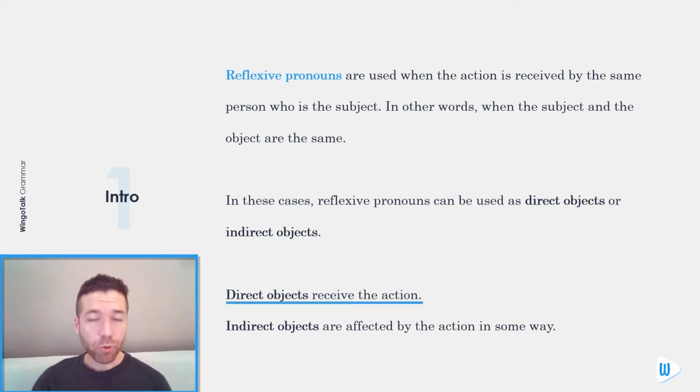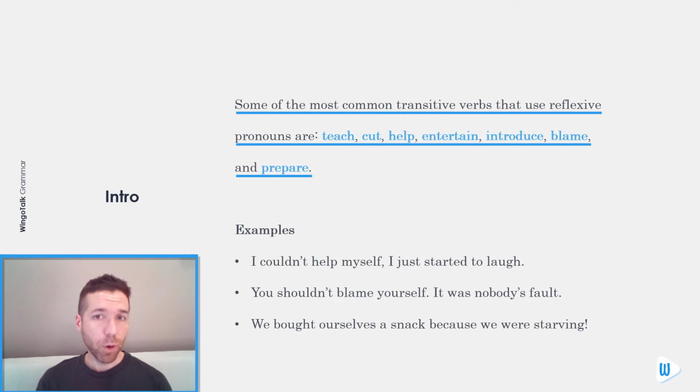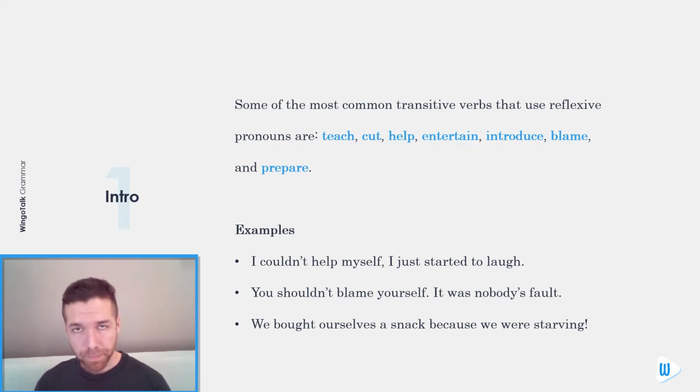Direct objects receive the action. Indirect objects are affected by the action in some way. Some of the most common transitive verbs that use reflexive pronouns are teach, cut, help, entertain, introduce, blame, and prepare.